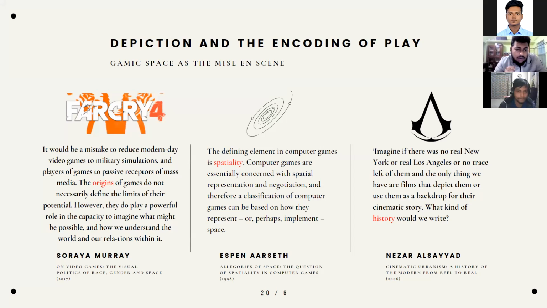Computer games are essentially concerned with spatial representation and negotiation, as in how the space is designed and how you act inside the space. And therefore, a classification of computer games can be based on how they represent or perhaps implement space. Now, this solidifies our understanding of the importance of space and how ideology is propagated through how a space is designed. Now, the next for me becomes the most important.